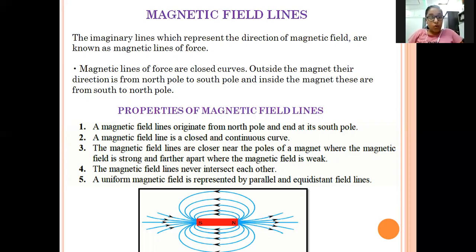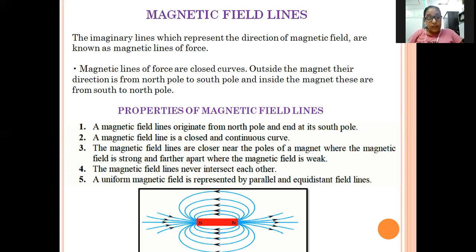Magnetic lines of force are closed curves. Outside the magnet, their direction is from north pole to south pole, and inside the magnet, these are from south to north pole. Now we will see properties of magnetic field lines. There are 5 properties of magnetic field lines.